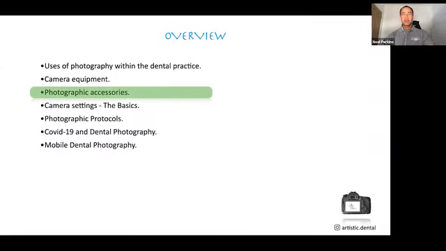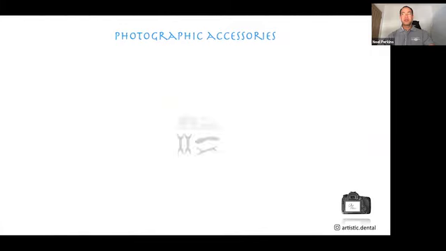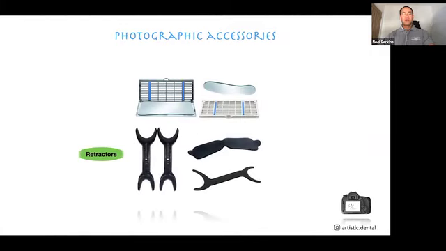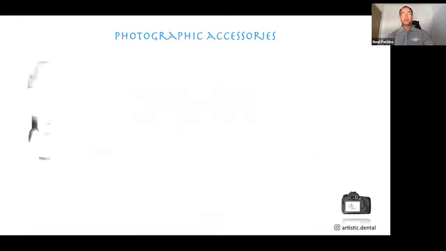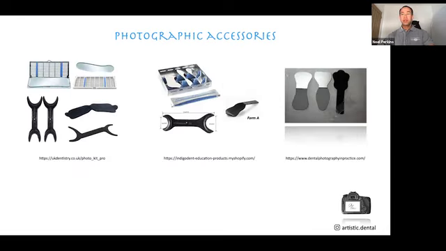Right, photographic accessories. There are three main types of photographic accessories. We've got retractors, we've got mirrors, and we have contrasters. You can buy these separately, or you can buy specific kits, such as these ones from UK Dentistry, Indigo Dent, and Dr. Andrew Chanapal and Mike Charlin's site, which is the one on the right here.